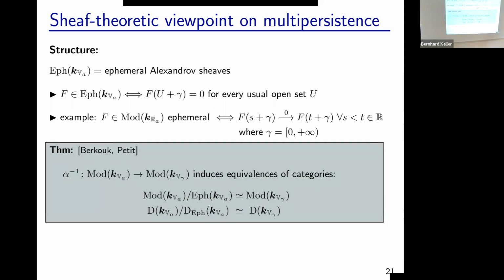And now the result by Berkouk and Petit is that there is an equivalence of categories of the gamma sheaves with the quotient of the Alexandrov sheaves by the ephemeral sheaves. And this holds both in the abelian setting and in the derived setting as well.